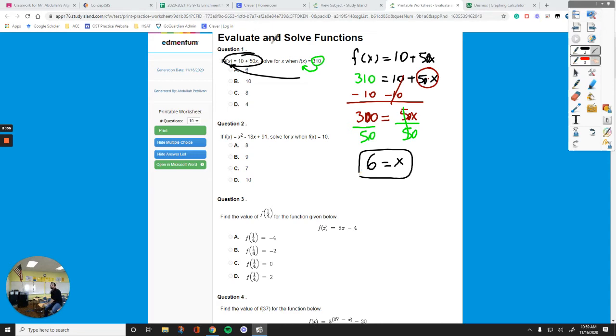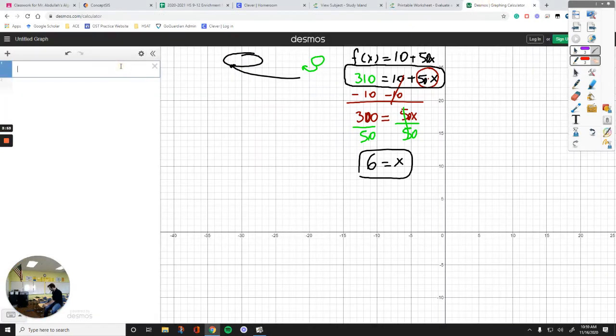But what you can do is, remember that we are supposed to plug in 310 for f of x. This was our equation, right? You can just type this in on Desmos and see what it tells you. Okay, let's just do it. 310 equals 10 plus 50x. It showed you a graph, and the graph crosses at x equals 6. So that's your answer. Okay?